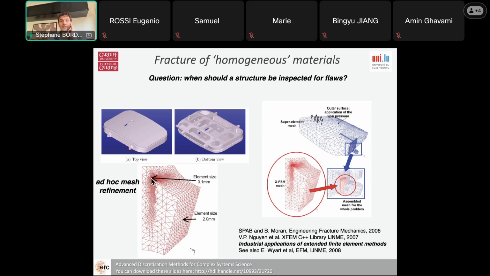But now what I'm going to tell you about is why we even need to refine this mesh, and why there is even a problem when you look at fracture. So now let's rewind a little bit. Let's forget what I just said about a posteriori errors. Let's just figure out, how do we take care of a crack in a complex geometry like this?